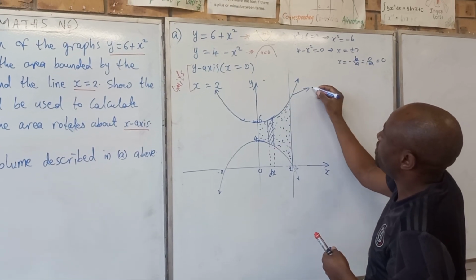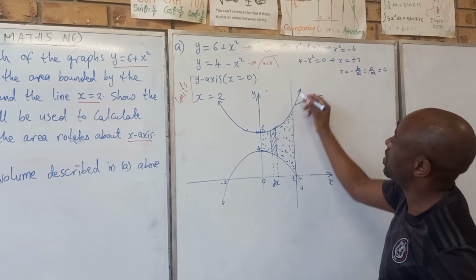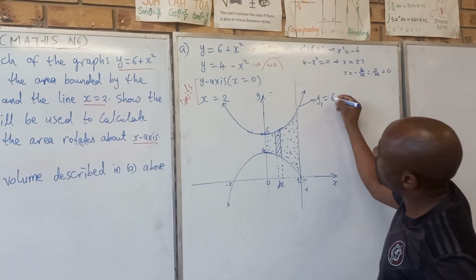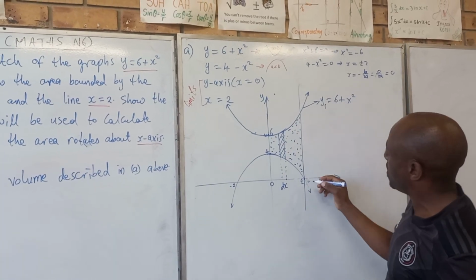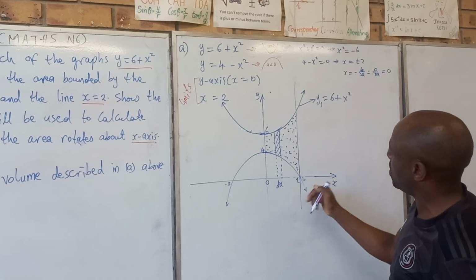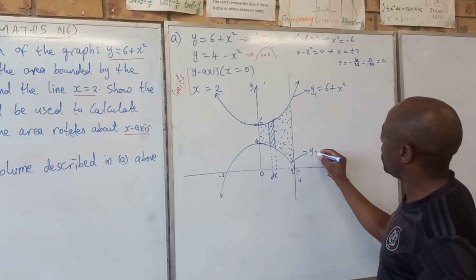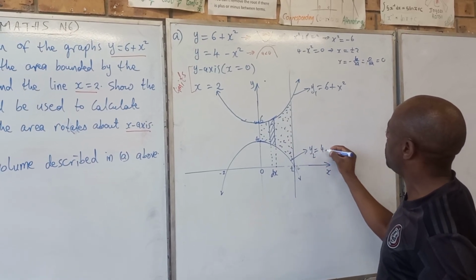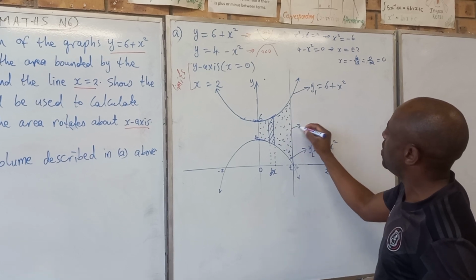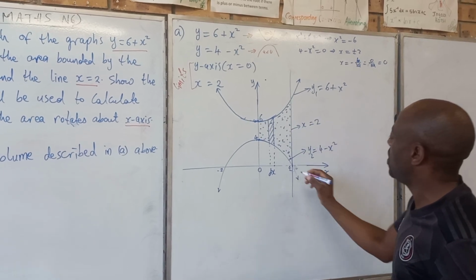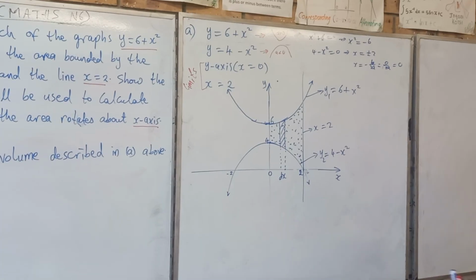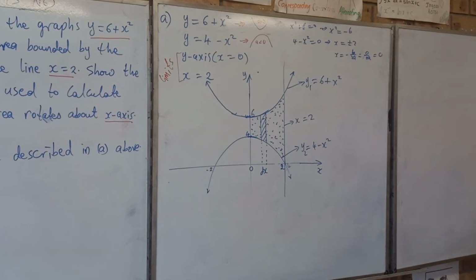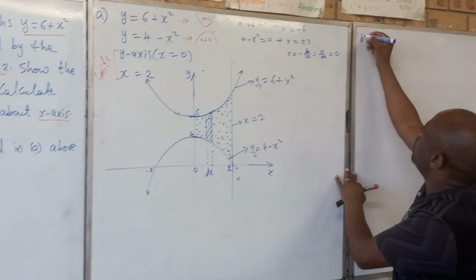The first graph is the one passing above the strip, which is y1 equal to 6 plus x squared. The second graph is the one passing below the strip, which is y2 equal to 4 minus x squared. And this is my x equal to 2, which is the upper limit of integration. So I'm done with that part. Now I can go to the volume.